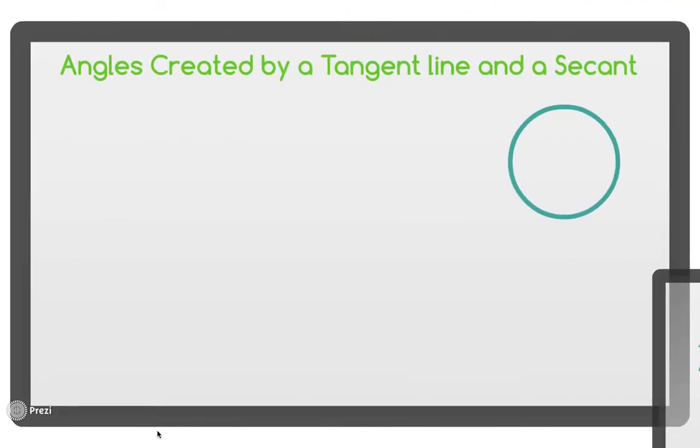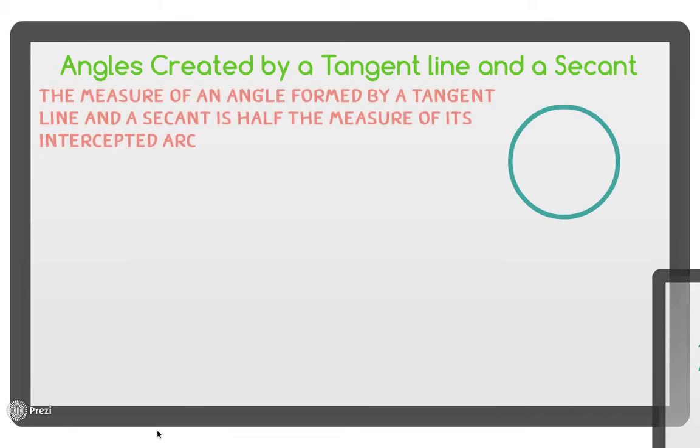So, the first type of angle properties we're going to talk about are when angles are created by a tangent line and a secant line. Okay, so the measure of an angle that's formed by a tangent line and a secant line is half the measure of its intercepted arc. So you're probably like, Miss Long, that was a mouthful. What does all that mean? Well, I will explain. Don't you worry, my needy students. I can help you out.